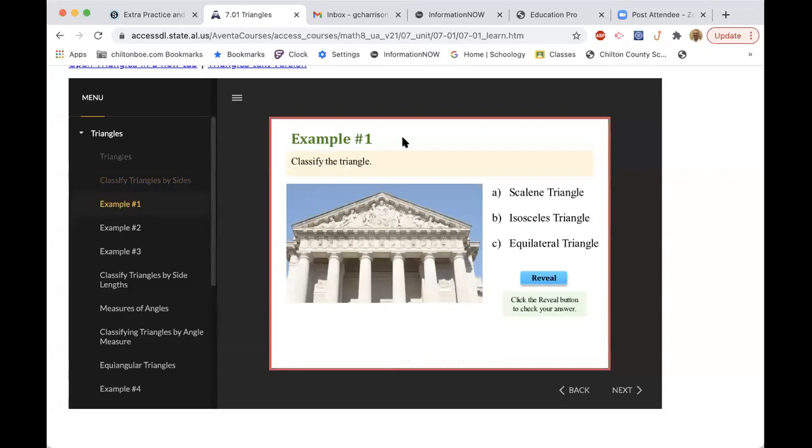So think about how you would answer these before I show the answer. Classify the triangle of this roof. Think about your answer, and then I'll reveal it. It appears to me this side and this side are the same. If you have 2 sides the same, that should be an isosceles triangle. This is an isosceles triangle because we have 2 sides which appear to be the same.